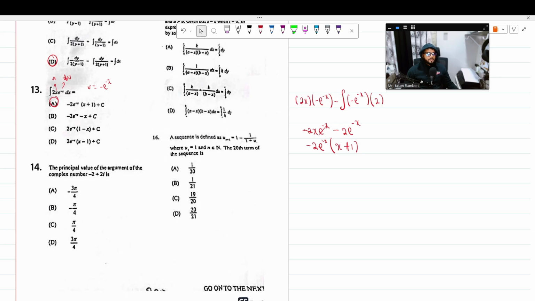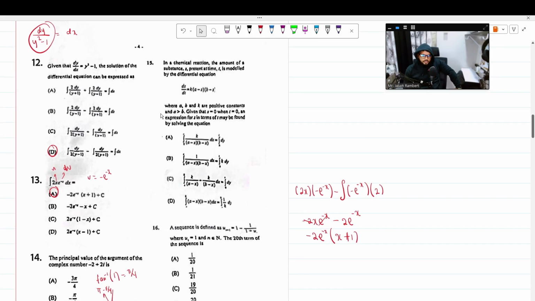Number 14, principal value of the argument of the complex number. Tan inverse of 2 over 2 is 1, that is pi on 4. This complex number is minus 2 plus this complex number here, so it's pi, take away pi on 4, which is 3 pi on 4. The easy answer.